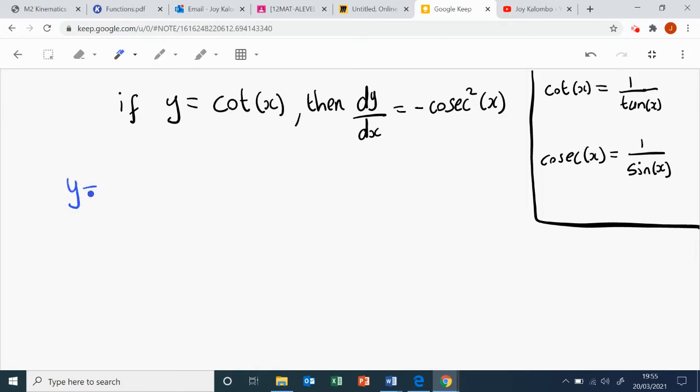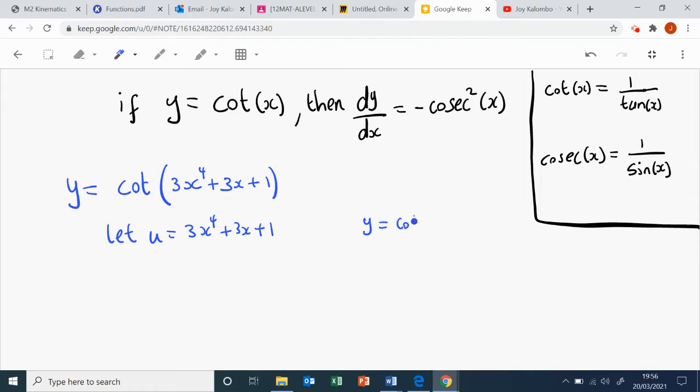Right, first thing we are going to do is say, suppose we have y is equal to cot of 3x to the 4 plus 3x plus 1. If we were to differentiate this, well, chain rule, right? Let u equal 3x to the power of 4 plus 3x plus 1. And then that means that y is equal to cot of u.